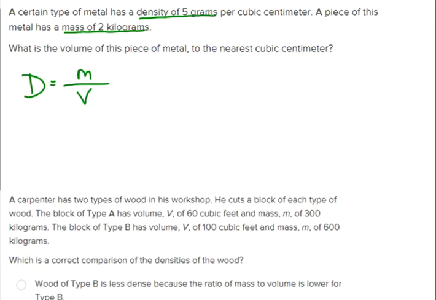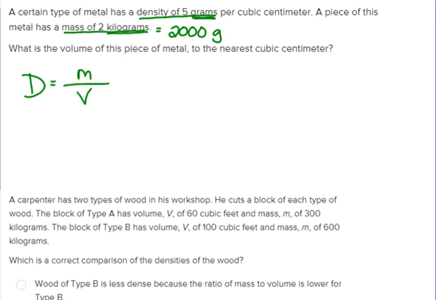But here's where they're going to get you on this problem. Your units always have to agree. So look at what density is given in. Density is given in grams. What is our mass in? Kilograms. So we've got to convert those kilograms to grams. Well, a kilogram is 1,000 grams. So really, 2 kilograms is 2,000 grams.